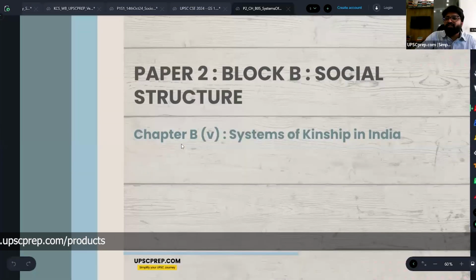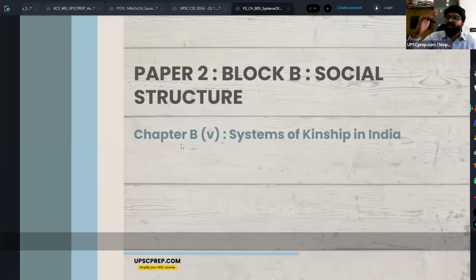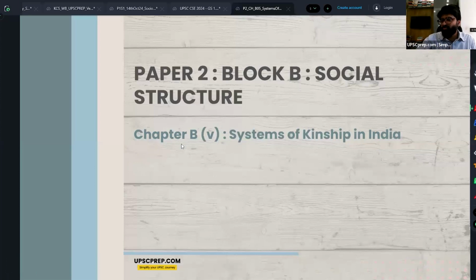And in fact, if you looked at the question, this time a marriage question has been asked in sociology also. Last year also there was a question on marriage in GS paper 1. This year also there is a question on marriage in GS paper 1. There is a question this year in sociology paper 2. And you can expect tomorrow also.